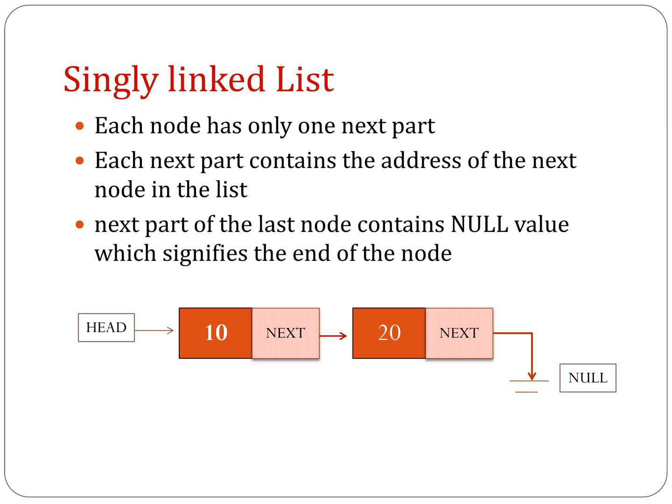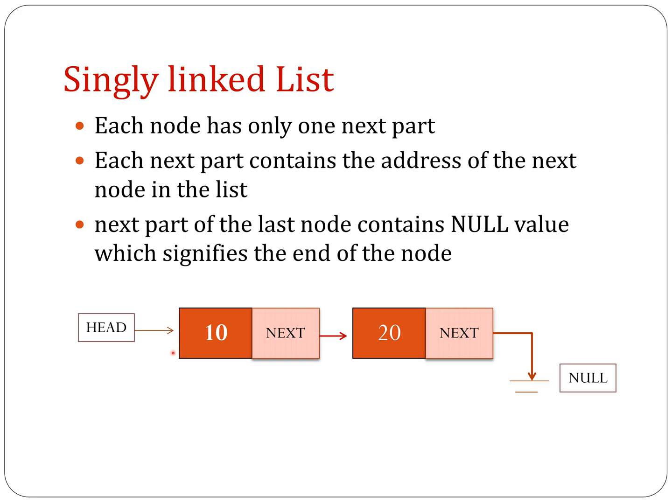This is about the singly linked list. When we consider the node structure, every node has two fields, the data field and the next field. The next field is nothing but the address. It stores the address of the next node for the connection. Each node has only one next part, and each next part contains the address of the next node in the list. The next part of the last node contains null, which indicates that this is the end of your linked list.